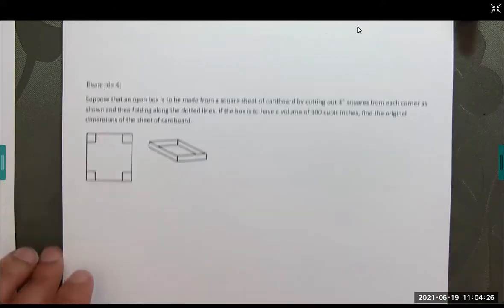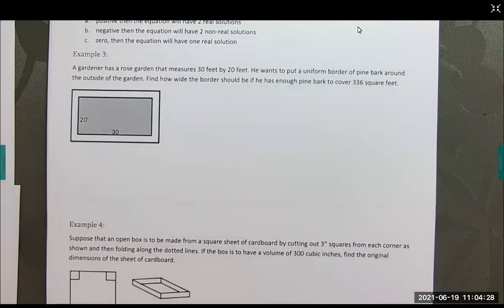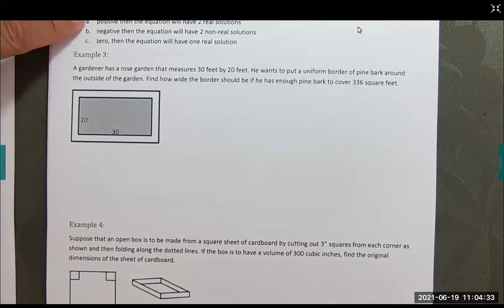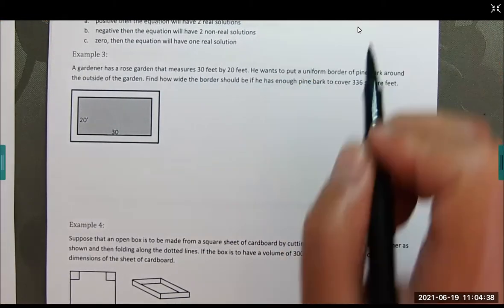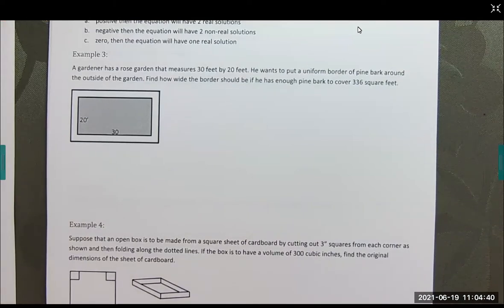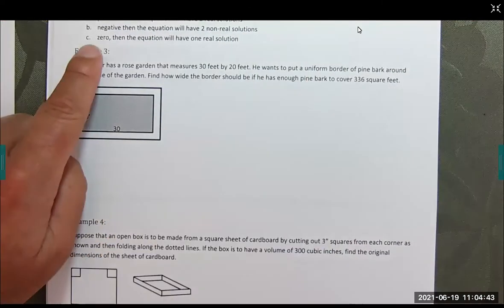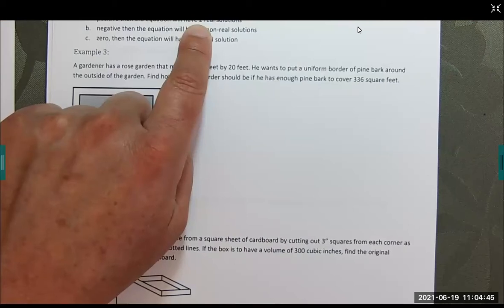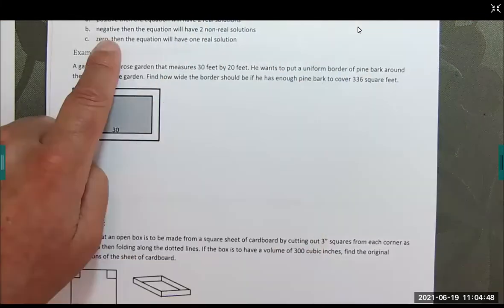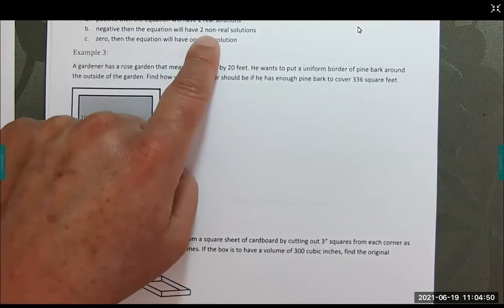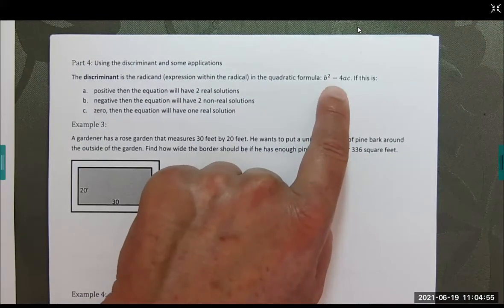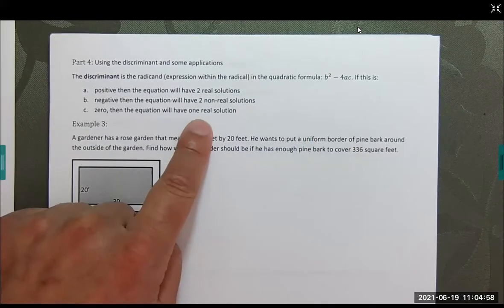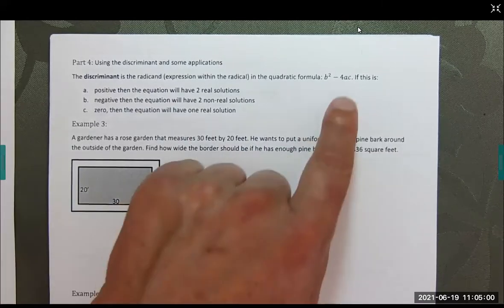All right, we are on to more applications. The discriminant is the radicand, that's the part under the radical, b squared minus 4ac in the quadratic formula. If this result is a positive number, then we have two real solutions. If this result is a negative number, then we have two complex solutions or non-real solutions. If it equals 0, then the equation will have one real solution. If that's 0, then that means we have a perfect square.